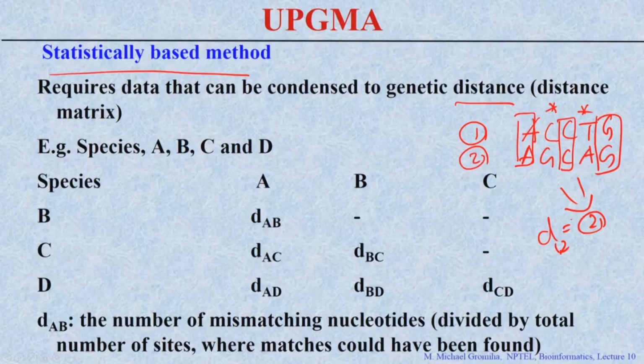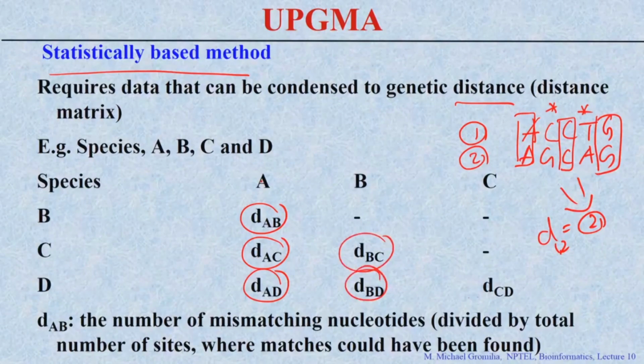For example, if you take the species A, B, C, D, you calculate the distance between A and B, let us call it DAB, and A and C is DAC, and A and D is DAD. B and B are the same, so it is 0, and B and C we already included here, so they put a dash here. Likewise you get B and D, and C and D. So they get the distance among all possibilities.